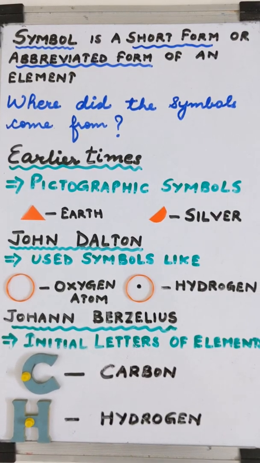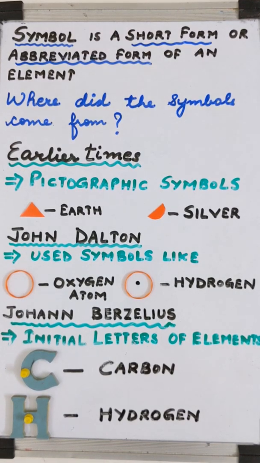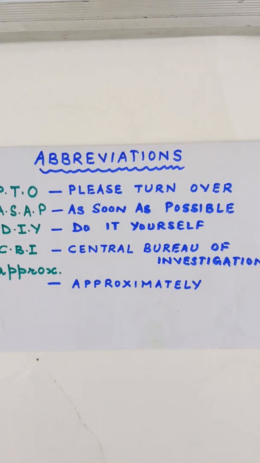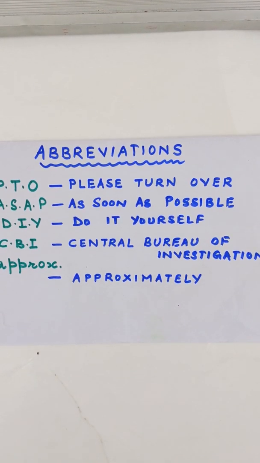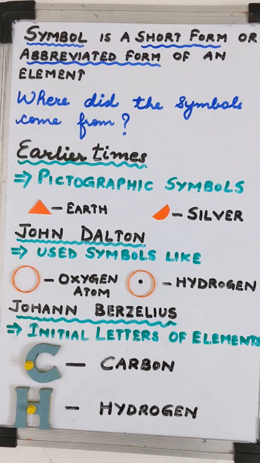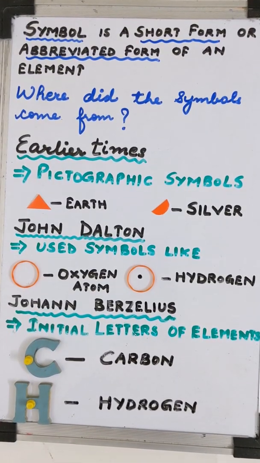So, what is a symbol? A symbol is a short form or abbreviated form of any element. I'm sure you all must have come across these very commonly used abbreviations. PTO for please turn over, ASAP for as soon as possible, DIY for do it yourself, CBI for Central Bureau of Investigation, and approx for approximately. So, this is what is meant by abbreviations. Therefore, a symbol is a short form or abbreviated form of any element.